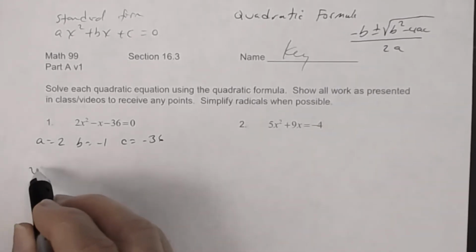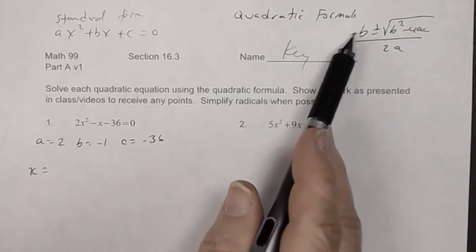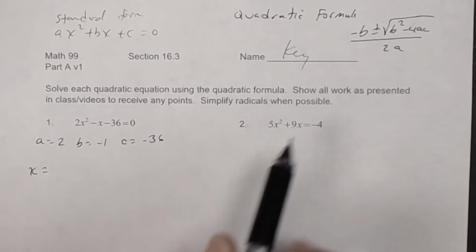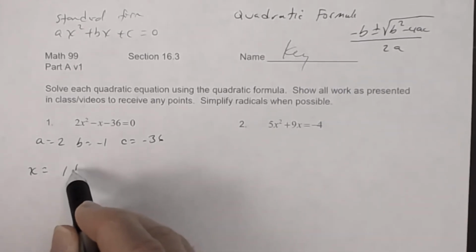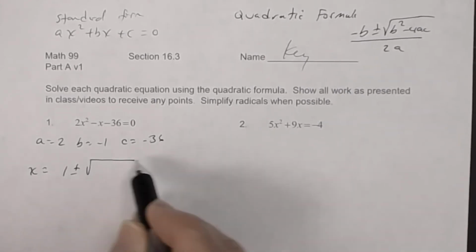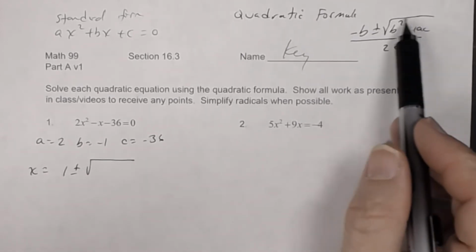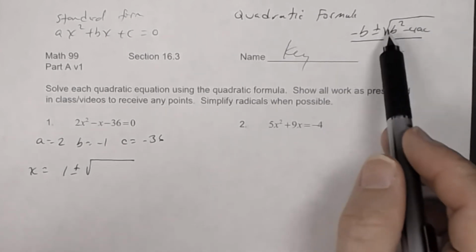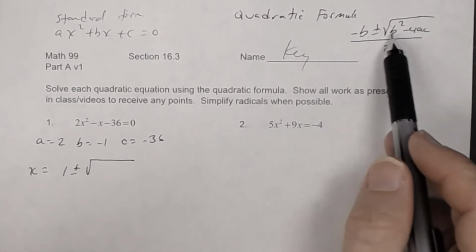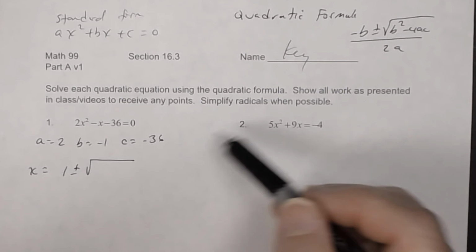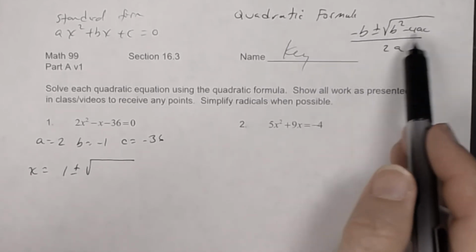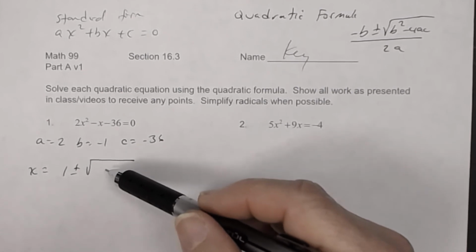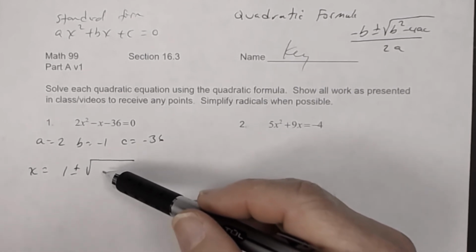So we get x equals. Now this says the opposite of b. So b is -1, then the opposite of -1 is +1, plus or minus the square root of. Now you have to make sure that b squared minus 4ac, which is called the discriminant, is all under the square root. We also call that the radicand. So that radicand must be under the radical symbol.